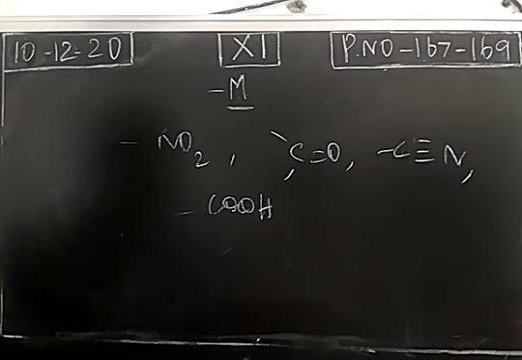There will be displacement of pi electrons in the conjugated system. We call it a negative mesomeric effect or minus M effect. The remaining one is the hyperconjugative effect, which can be discussed tomorrow.